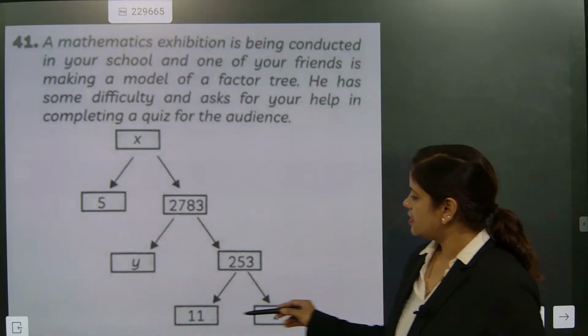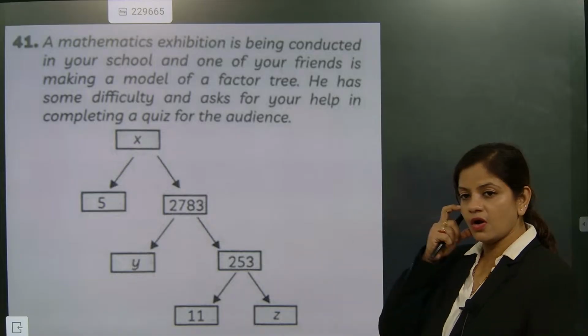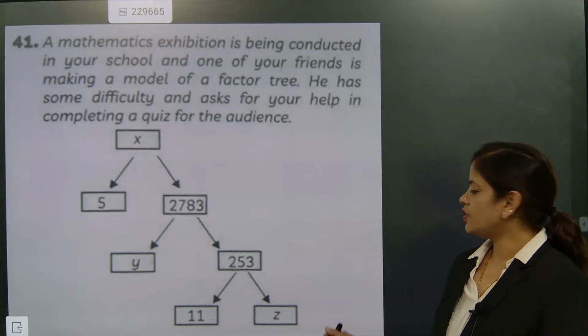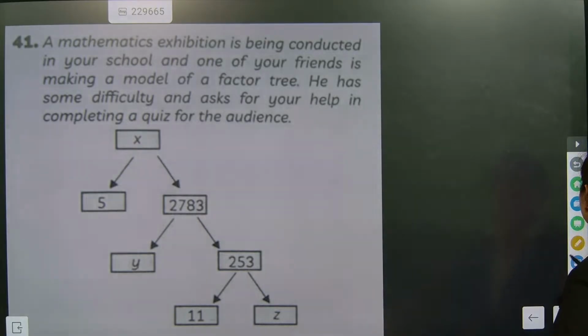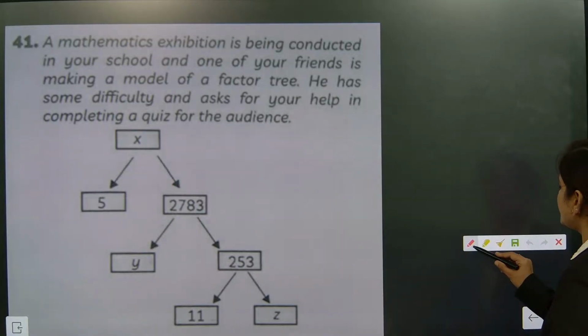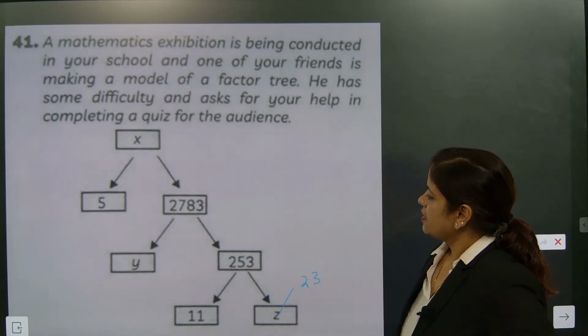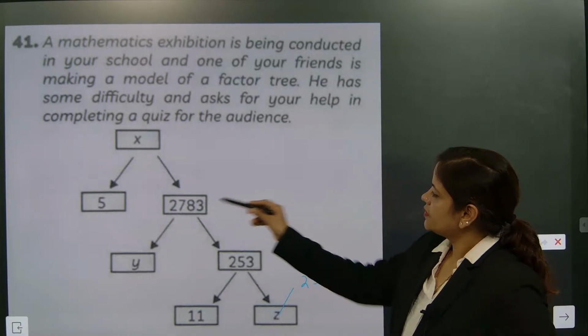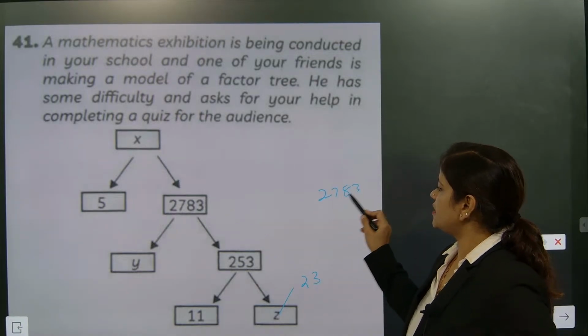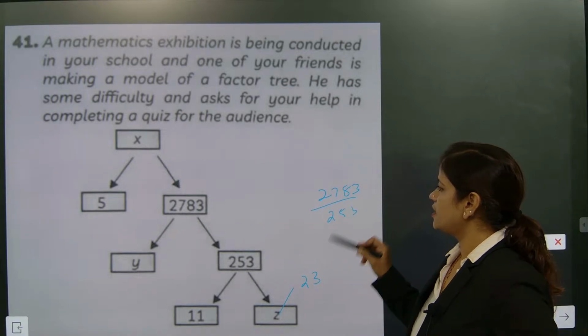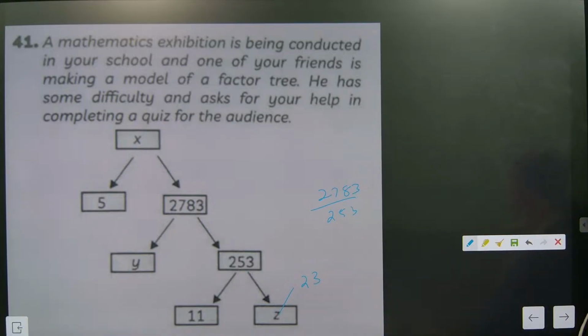What is Z? 11 dividing this one. How much will it come? 23. Z will become 23. Okay. Now 2783 divided by 253. How much will it come? If you divide, you will easily get it.